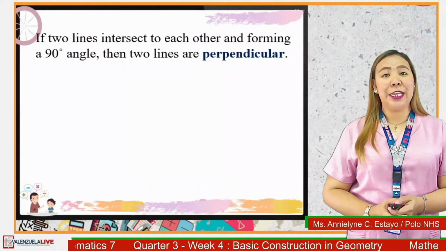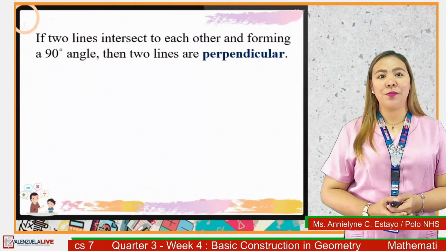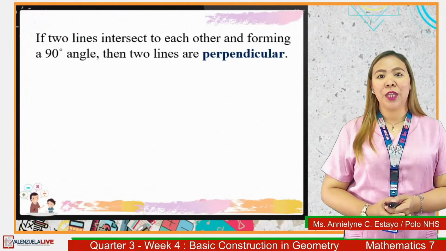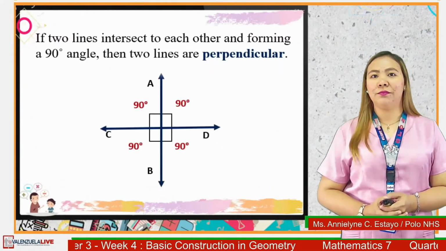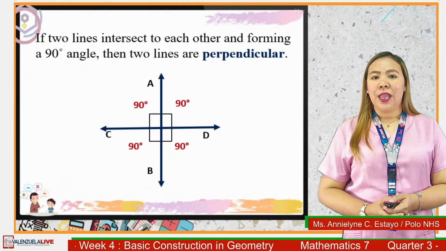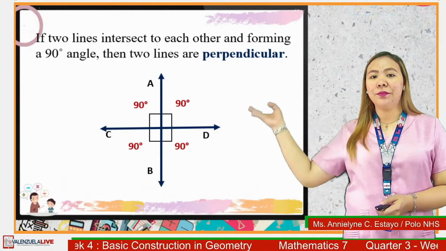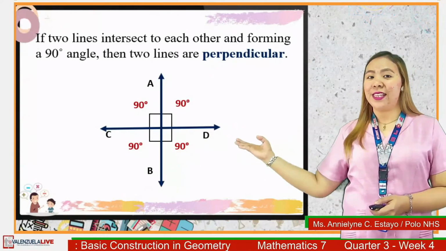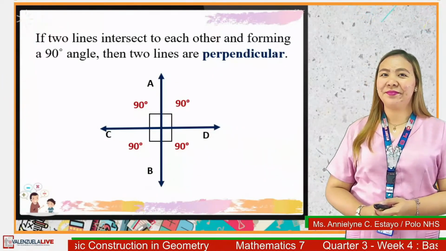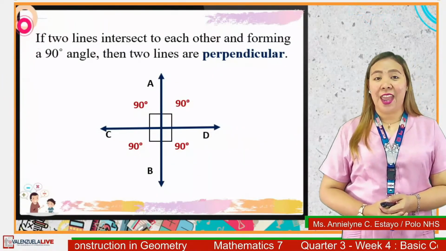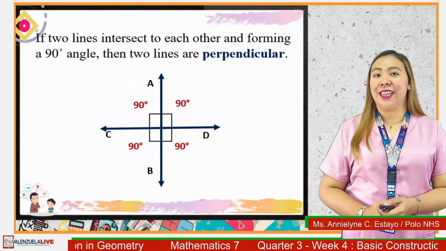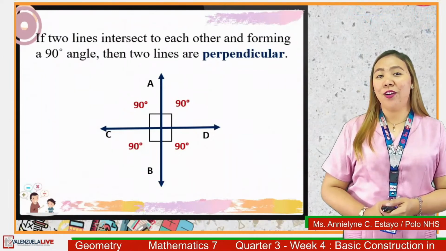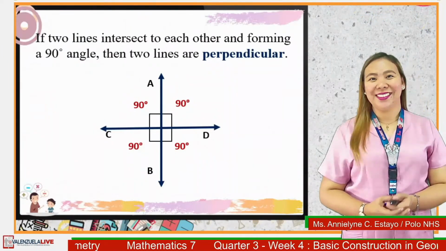If two lines intersect and form a 90-degree angle, then the two lines are perpendicular. Is line AB perpendicular to line CD? Yes, as shown in the figure, the two intersecting lines form four right angles.